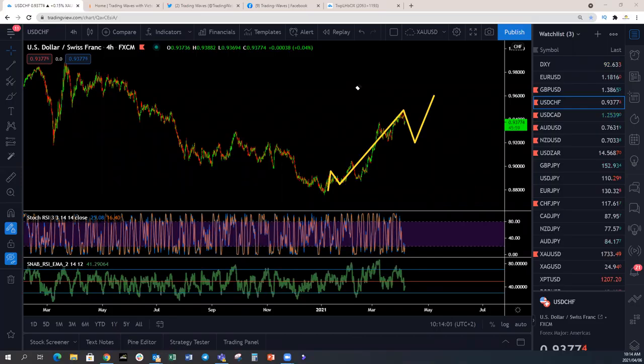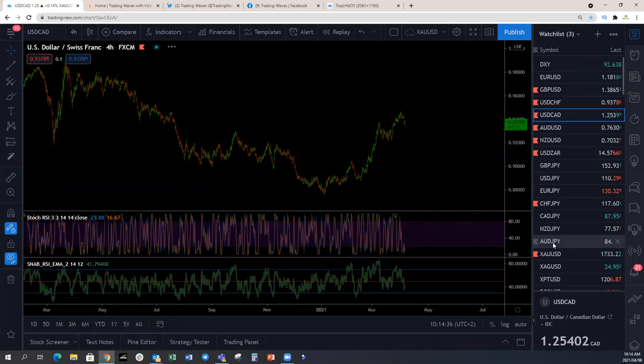If you look at this, you'll see that we have got this structure here, lower degree. Looks like the chief is not done as yet. Even if we do get a deeper pullback, these are the 5 waves here, 1, 2, 3, 4, 5. We already have 1, 2, 3. We can get a deeper 4 and then a 5. So let's watch for this pullback. That pullback will support Euro US dollar down, but there's no trade setup there. The trade setup will come if we get a pullback like this to the downside. Okay, so that's what you have there.